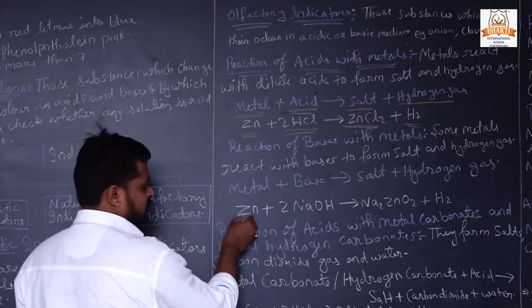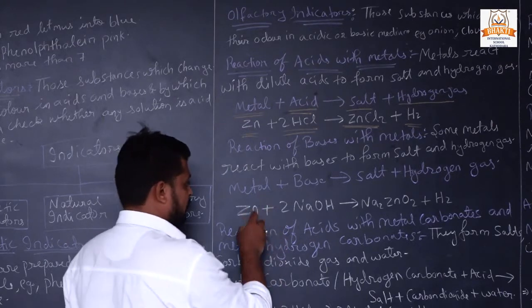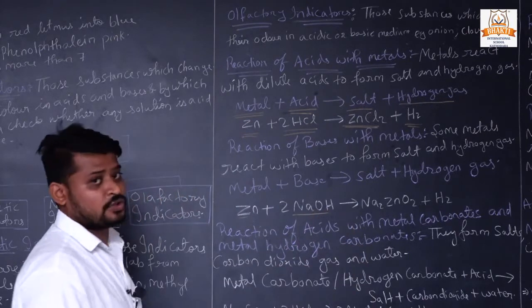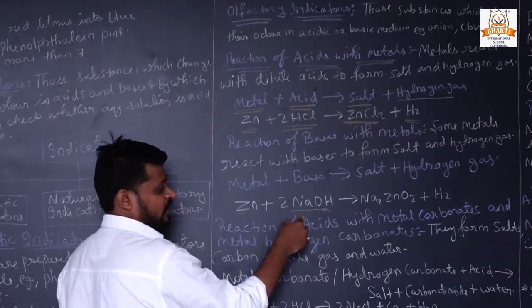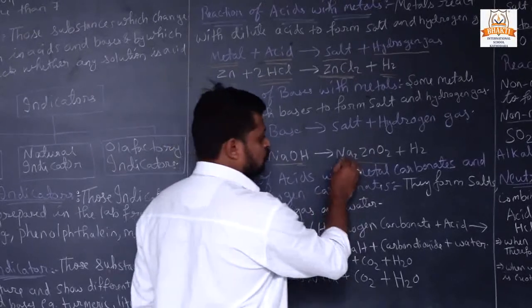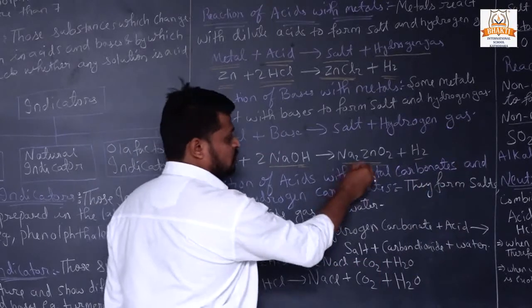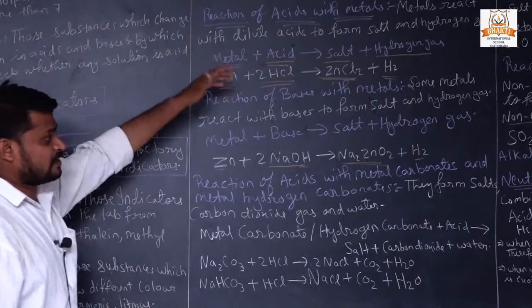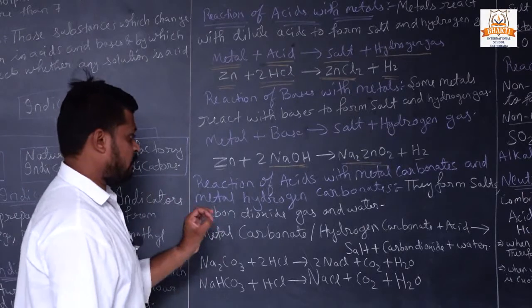The example is the same, zinc. Here also we take zinc, as when acid reacts with metal. When base reacts with metal, zinc reacts with NaOH. NaOH means sodium hydroxide, OH means hydroxide. When zinc and sodium hydroxide react, it gives us sodium zinc oxide, and hydrogen gas is released, and this is the salt. So you understand, when acid and base react with metal, they give us salt and hydrogen gas. Okay, learn it properly.